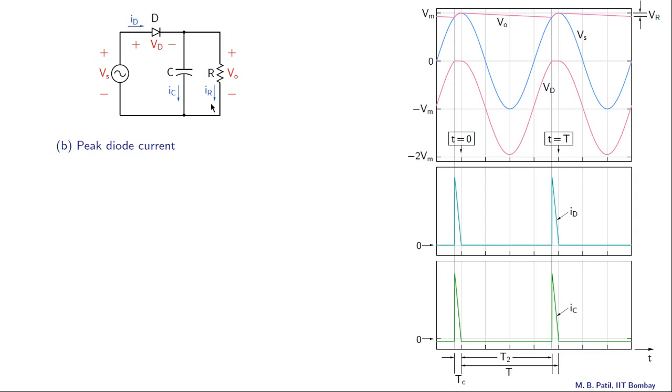So we need to now answer two questions. One, when is this derivative dVs/dt maximum? Because C times that derivative is going to give us the maximum capacitor current and therefore the maximum diode current. And second, what is the value of that derivative?